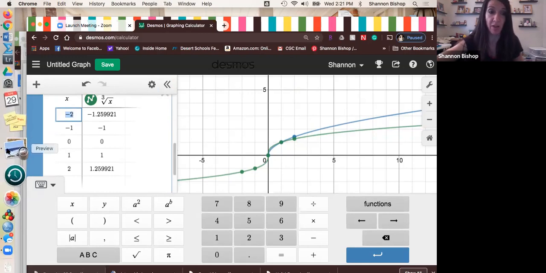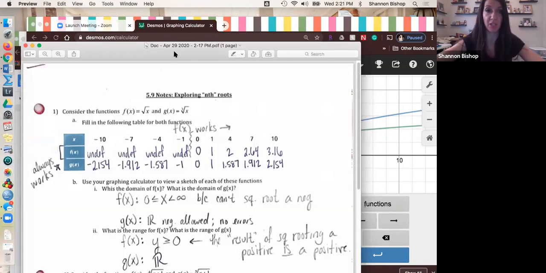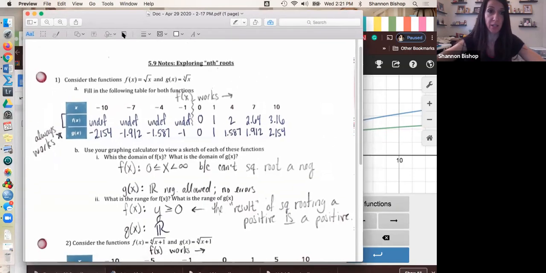Now, I already have this filled out just because I don't want to sit there and type it. You guys can go in and type it yourself. But these are the table values that you should hopefully get. Please make sure you type this in yourself and make sure that you get the same answers as me. These are the values that you should get when you type in the formula. The top line is the square root function, that's f of x. And the bottom line is the g of x function.